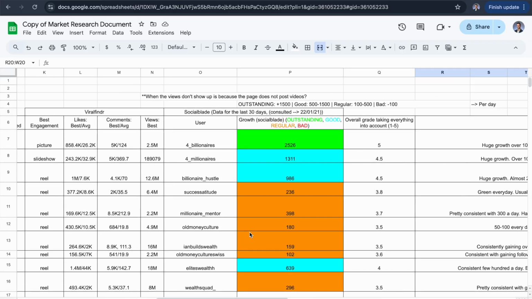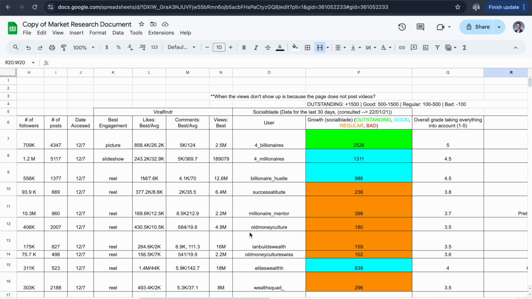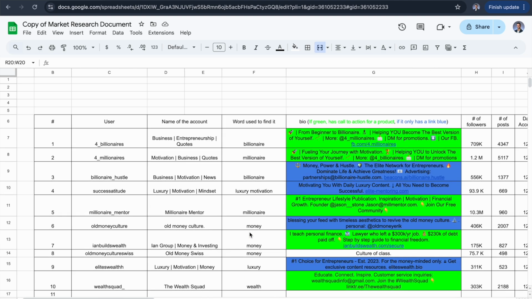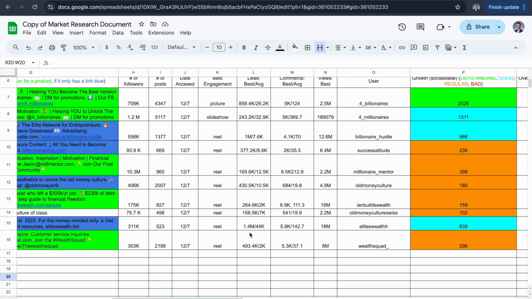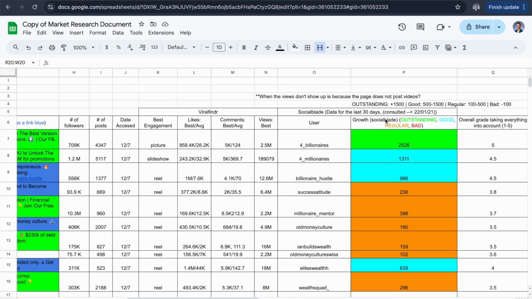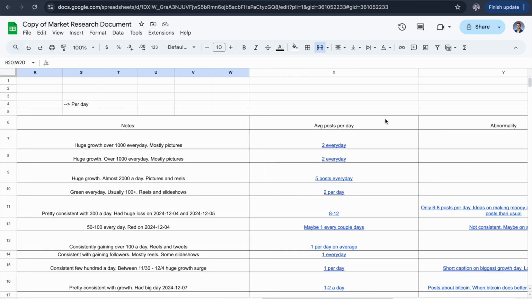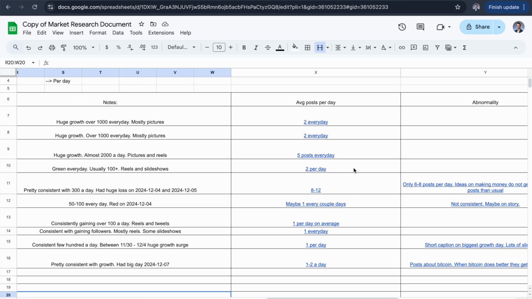Okay guys, so we just finished up this little second part of our sheet. So just for a recap, this has all of the best performing pages. So they're growing the best, they get the most likes. Really just all the pages that we want to follow their example and learn from. I put some extra notes on here. For every single one, I put their average posts per day. So you can see 2 posts every day, 2 every day, 5 every day, 2 per day, 8 to 12 per day, which is quite a bit.